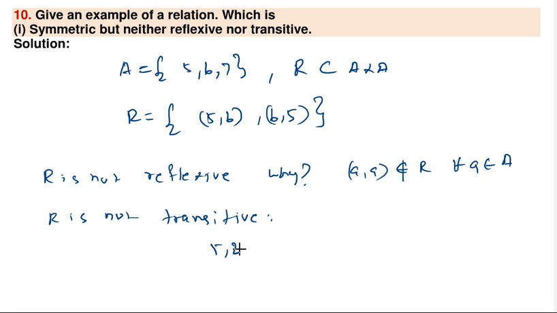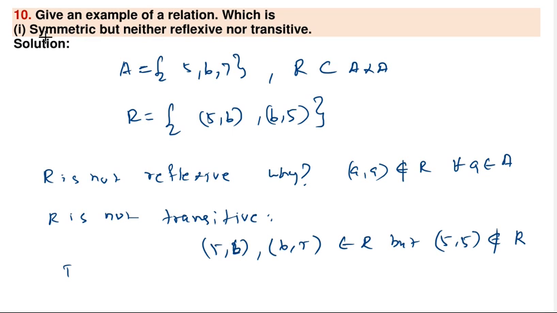Yes, (5,6) of the form (a,b) and (6,5) of the form (b,c) belong to R, but the relation between the first element and third element, (5,5), does not belong to R. So it is not transitive.